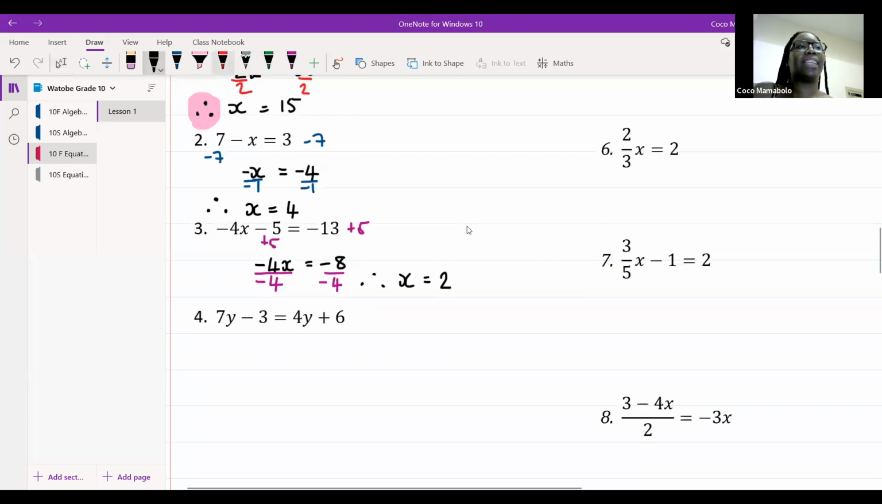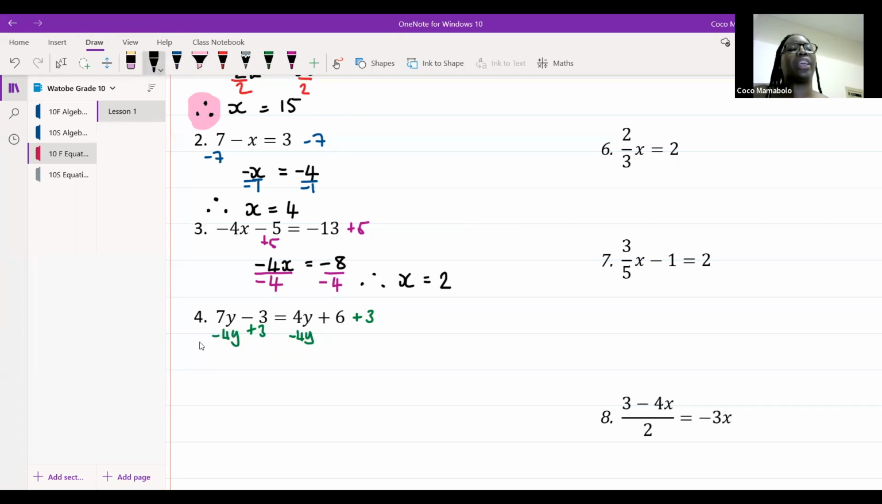Hi, ma'am. Number 4. Hello. So I moved the -3. I turned it into a +3. Good. So we +3 on both sides. Good. And then I turned the +4y into a -4y onto the other side. To -4y, -4y. Good.